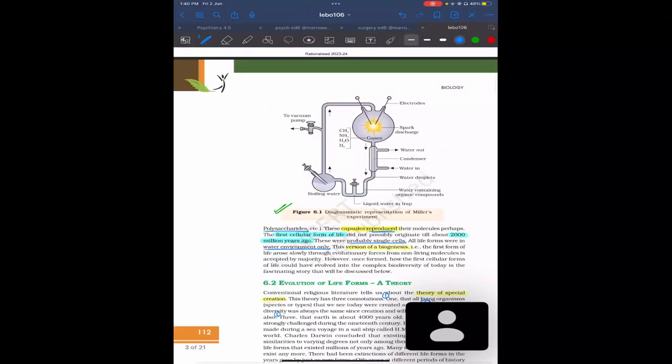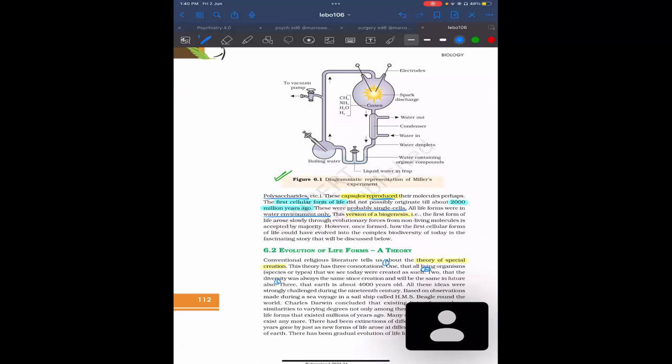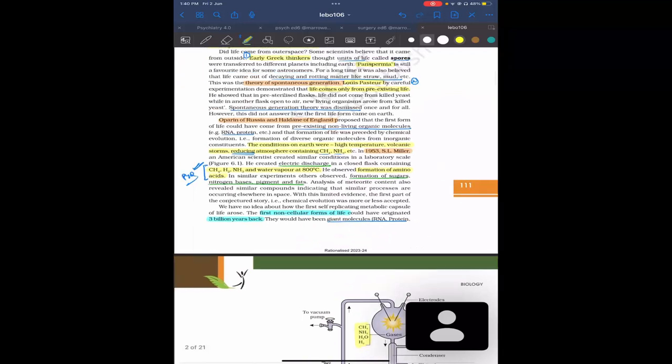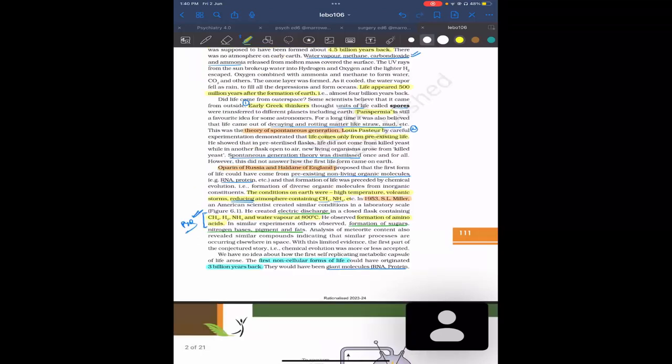So this is the diagram which shows the representation of Miller's experiment. So this can also be asked in various MCQs as per the labeling. So labeling can be asked, out of which the most important part is the molecules. And then, the first theory was early Greek thinkers. Then the theory was discarded by Louis Pasteur. Followed by the third, by Oparin of Russia and Haldane of England. And this was proved by an experiment. This theory was proved by Miller in his experiment. And this has been asked in the PYQ, previous year questions, in 2007. So this you need to focus on.